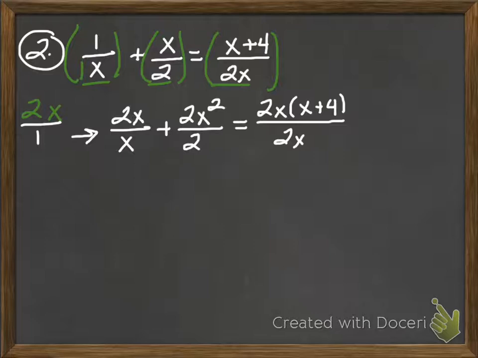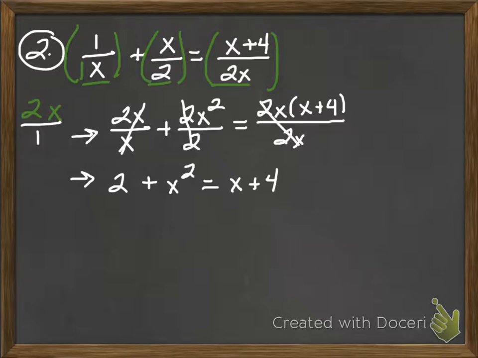So if I were to distribute, it's not going to be so helpful because I know that they're going to cancel, and that just takes practice to see. So now it's time to reduce. So x's cancel, I'm left with 2. 2's cancel, I'm left with x squared. 2 x's cancel, I'm left with x plus 4.